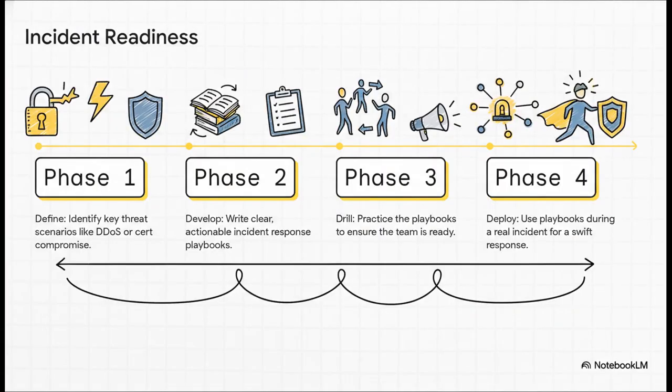Put it in a version control system like Git, so every single change is tracked, reviewed by another person, and approved. Look, even the strongest fortress has to prepare for a siege. You can't just cross your fingers and hope an attack never comes. You have to be ready. As this timeline shows, readiness is a cycle. You define your likely threats, you develop your battle plans, your playbooks, and then you drill them over and over. That way, when a real incident happens, your team is ready to deploy that plan without a moment's hesitation.